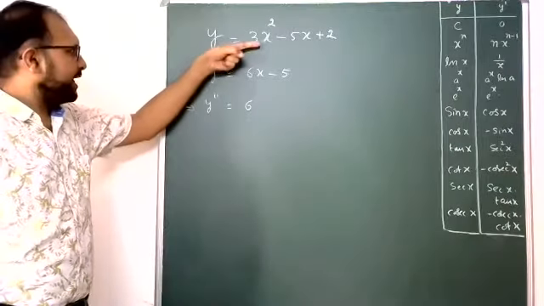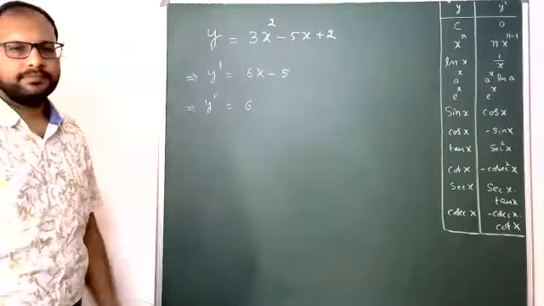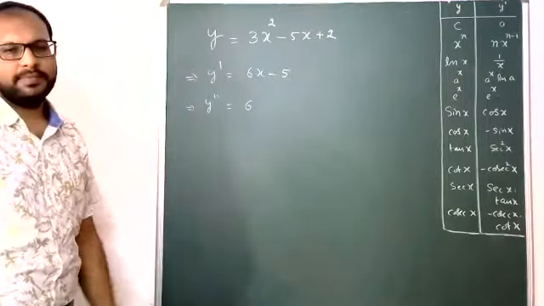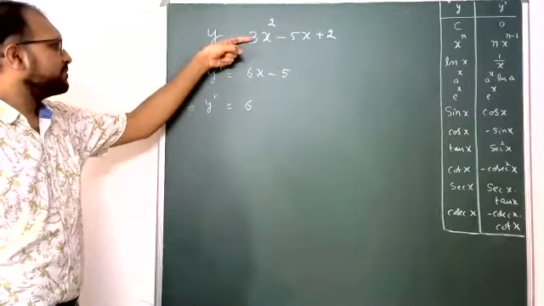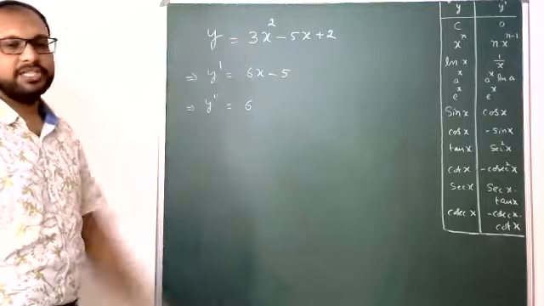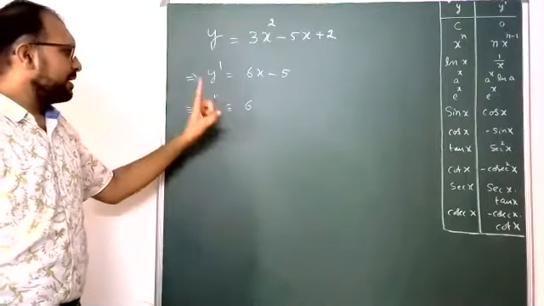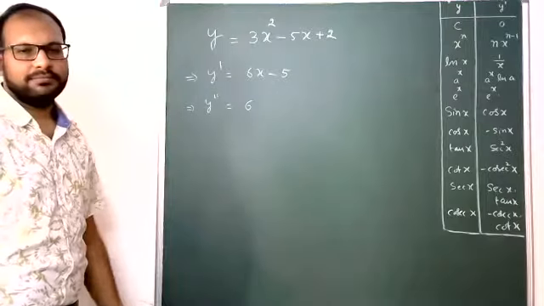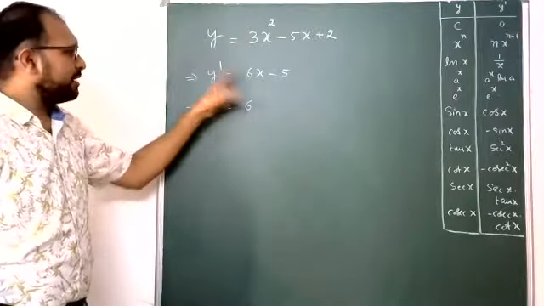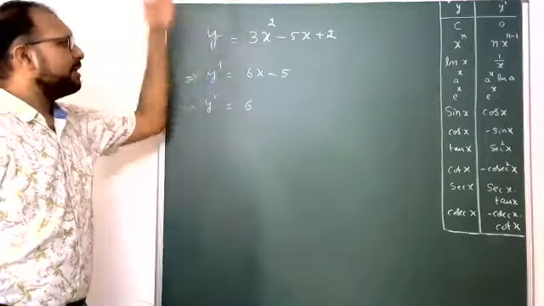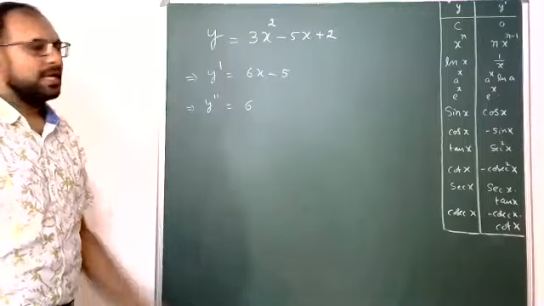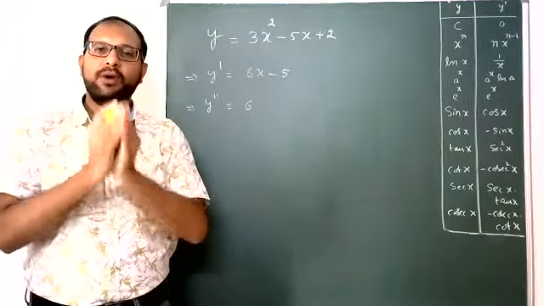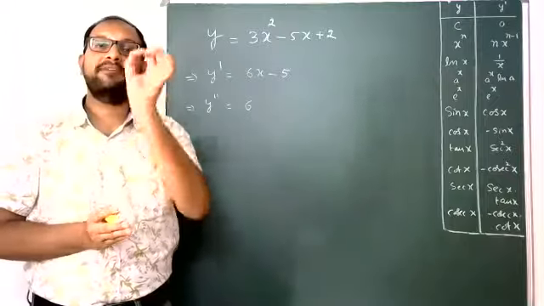So this is the first derivative of this function, and this is the second derivative of this function. The second derivative means indirectly it is the derivative of the first derivative. It is again a derivative of this function. So now all students know that the derivative of a function means the slope of a curve.